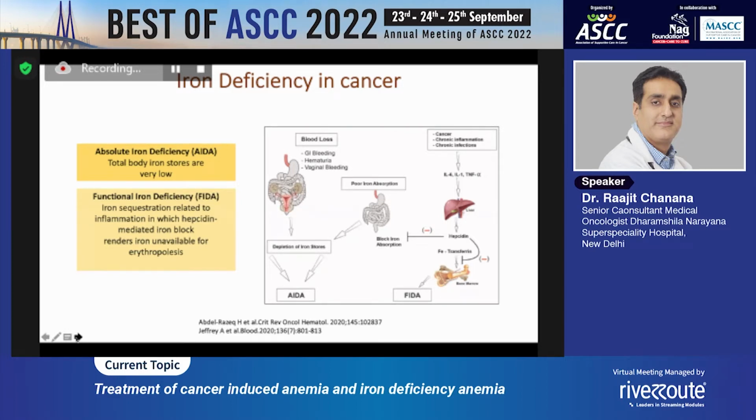So you can see in this figure that absolute iron deficiency anemia is mostly because of blood loss, either GI bleeding, hematuria, or vaginal bleeding, or because of poor iron absorption, ultimately leading to depletion of iron stores. And functional iron deficiency anemia is because of the inflammatory process related to cancer and chronic inflammation, in which various cytokines like interleukin 6, interleukin 1, and TNF alpha are produced. And in the liver, there is hepcidin mediated iron block. So that ultimately leads to functional iron deficiency.